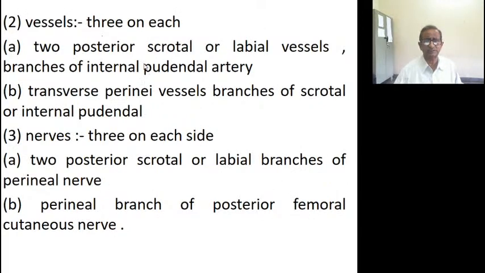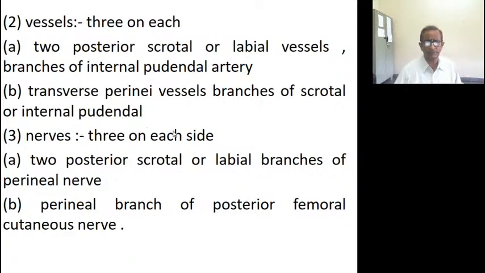Now vessels, three on each side: two posterior scrotal or labial vessels, branches of the internal pudendal artery, and the transverse perineal vessel, also a branch of the internal pudendal artery. So three vessels are there on each side.